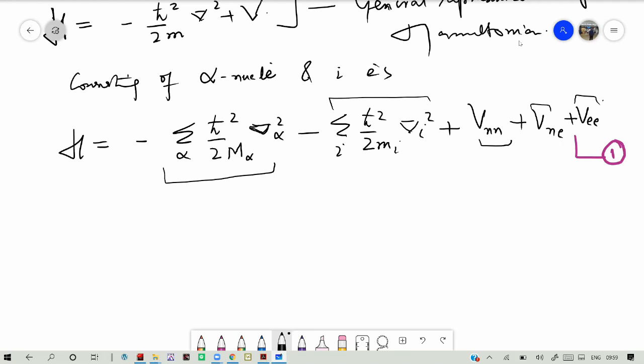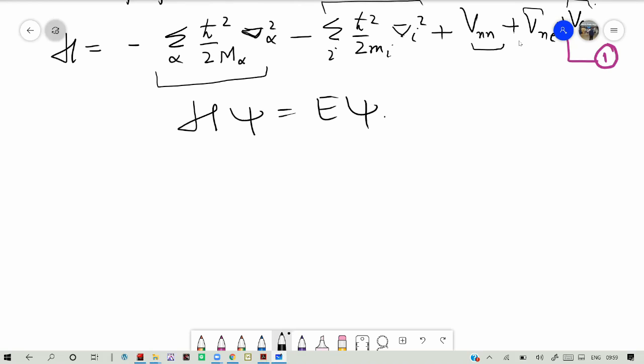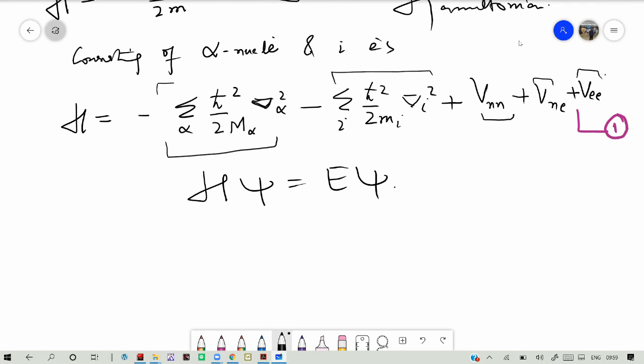Now, the total eigenfunction psi and the eigenvalue E, how do we write them from the Schrodinger equation? H psi equals E psi. Now take the first step. Assume that nuclei are fixed. When nuclei are fixed, this kinetic term goes to 0, and this Vnn goes out to be constant because they are fixed now.